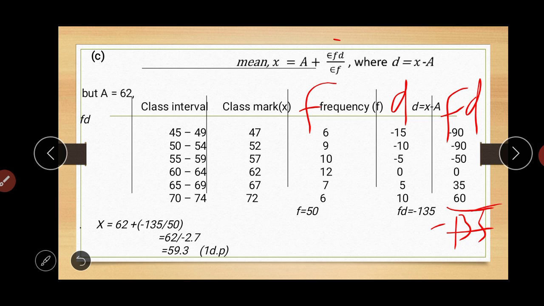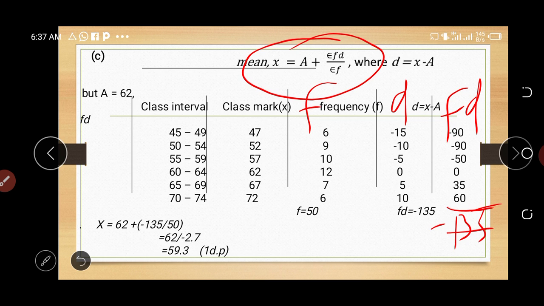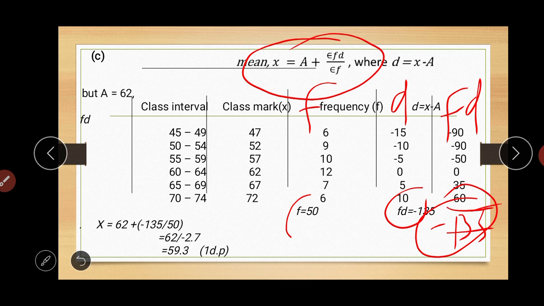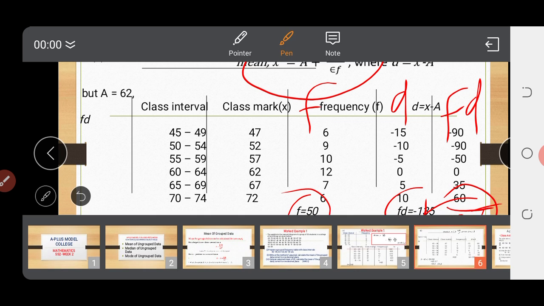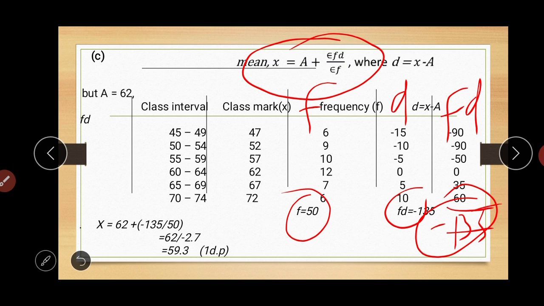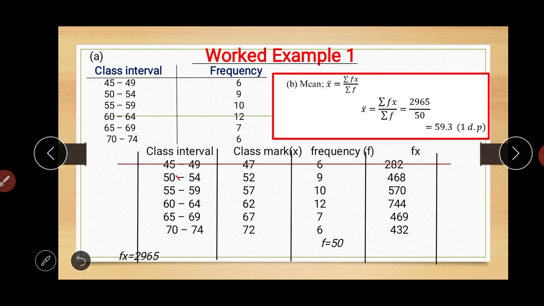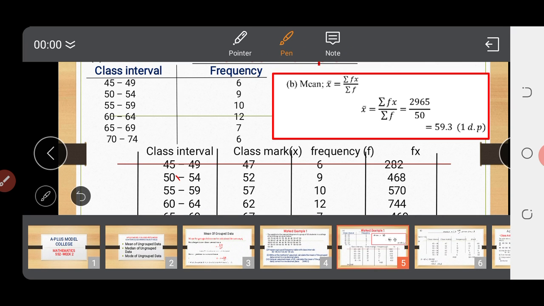So using the assumed mean method, the mean equals the assumed mean plus summation of FD over summation of F. Our summation of FD is minus 135, and that's why we have 62 here. That is the assumed mean, which is 62, plus minus 135 over summation of F, which is 50. By the time you work it out, you get the answer 59.3 to one decimal place, which is the same as what we got here, 59.3. So that is using the assumed mean method.